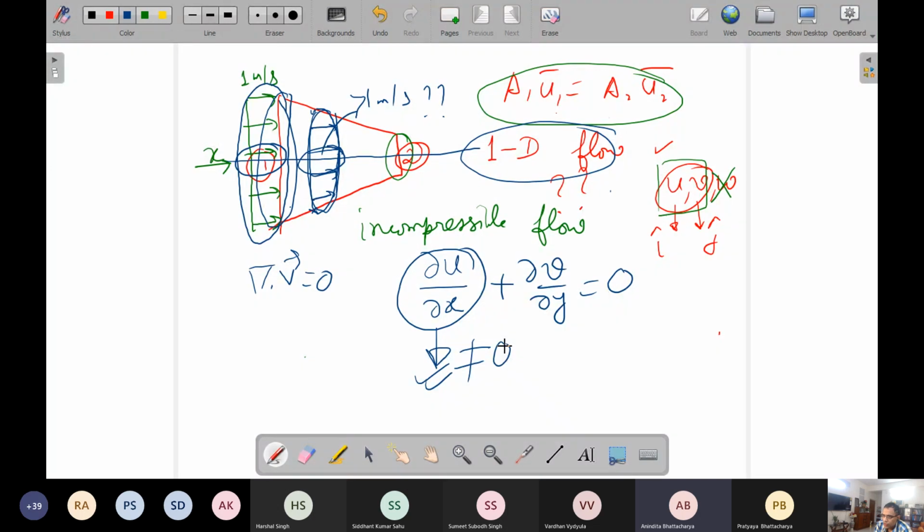So if you agree to this and the sum total of these two has to be 0, then this also has to be not equal to 0, and in fact if this is plus a, this has to be minus a, because sum total has to be 0. Okay. So you have a variation of v with respect to y. What is that y? Y is the direction perpendicular to this.